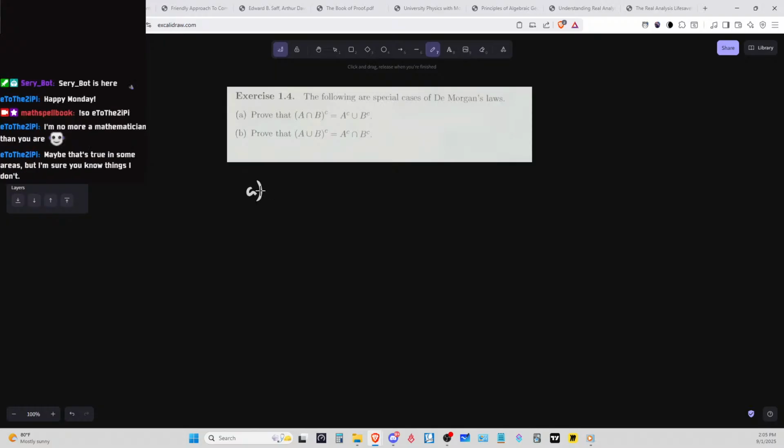Okay, prove that the union of B complement is... okay. So what does it mean for it to be a complement of something? Maybe it's true in some areas, but I'm sure you know things that I don't.